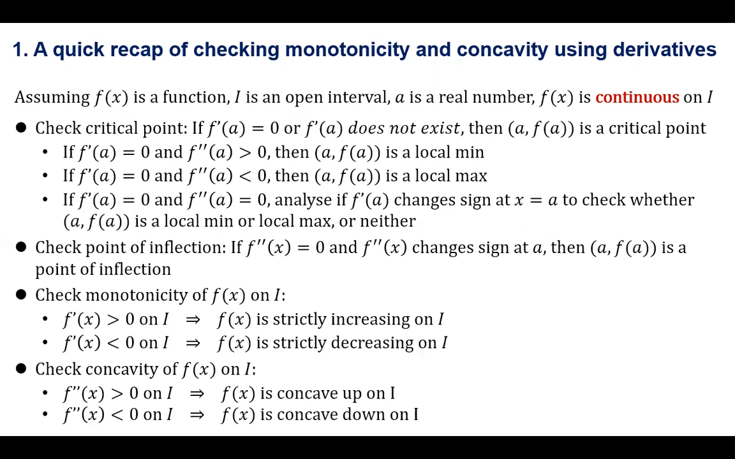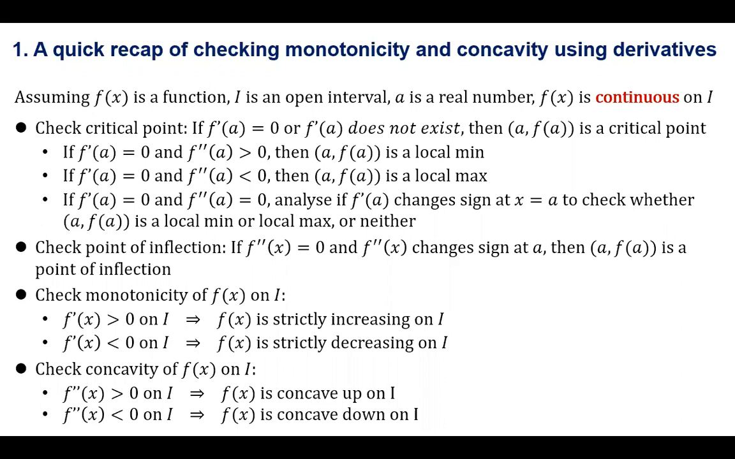Next, we can use the following technique to check monotonicity. First of all, if the first derivative of f(x) is greater than 0 on I, this gives us f(x) is strictly increasing on this interval I, right? Otherwise, if the first derivative is smaller than 0 on this interval I, then this gives us f(x) is strictly decreasing on the interval I. Any questions?